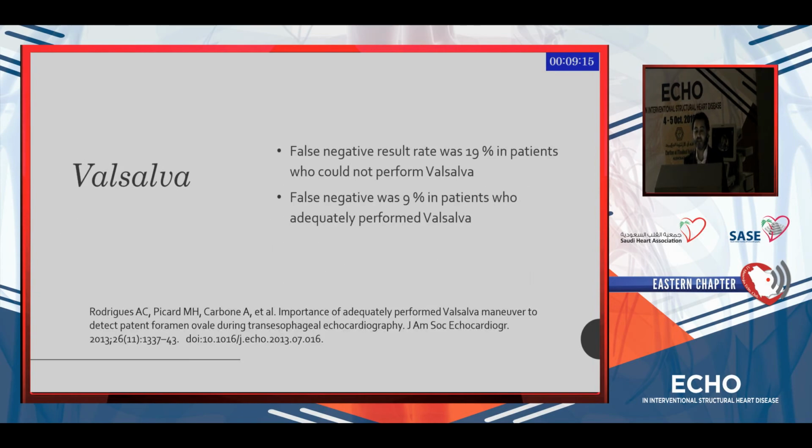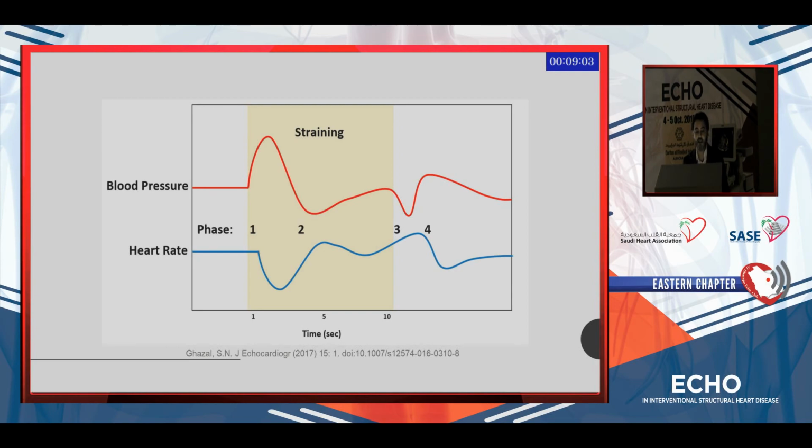Talking about Valsalva, you need to know that patients who cannot perform Valsalva, they have a high rate of false negative, up to 19%, compared with people who can perform adequate Valsalva. They have false negative rate of 9%. So to have an adequate Valsalva, we need to have a good straining to start with, but we are interested in the release phase of Valsalva once we tell the patient to release.